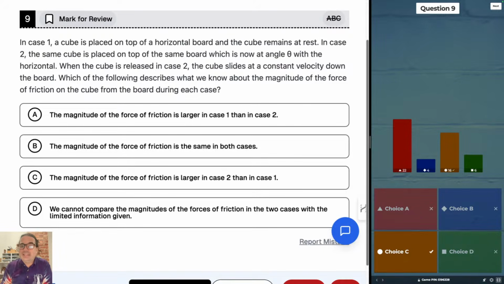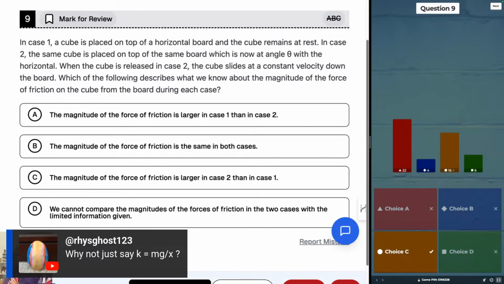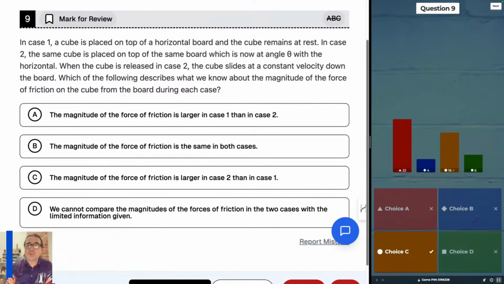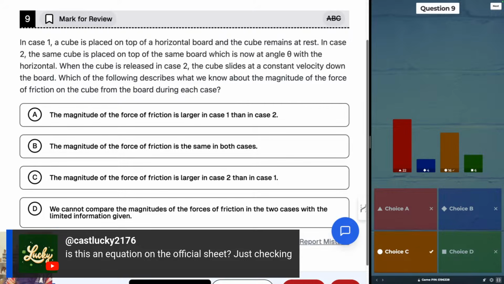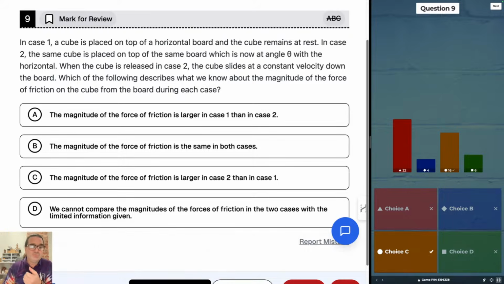All right, answer choice C is correct. I want to talk about a couple of comments we got. Why not just say the spring constant equals mass times acceleration due to gravity divided by displacement from equilibrium position? Because that's not always correct. Yes, it was true in this particular case, but it's not always true. So is this an equation on the official sheet? No, because this is only true in specific instances. So we went through and solved for it. Again, you have to understand what's going on and draw the free body diagram and sum the forces to solve everything. So no, not on the equation sheet.